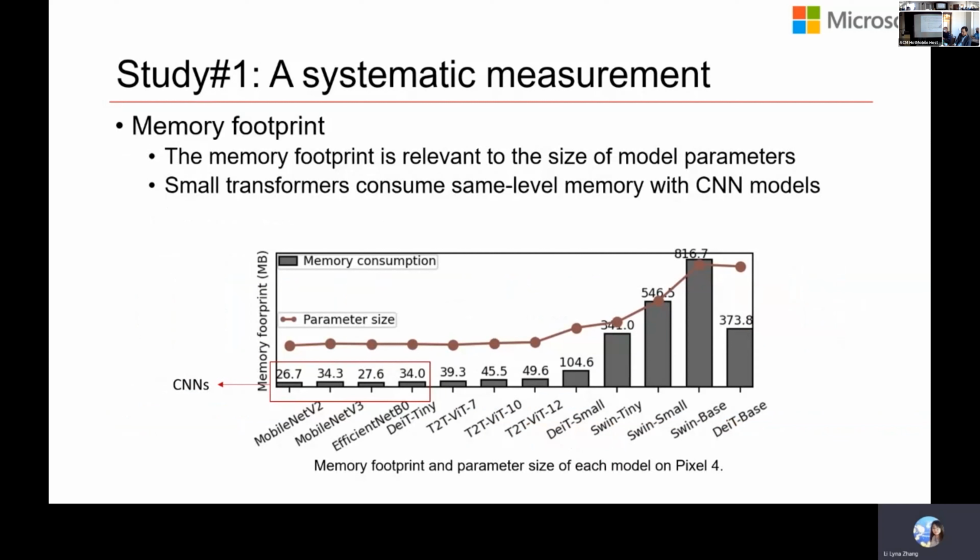We first look at the memory footprint. This figure plots the memory consumption of both CNN models and the vision transformers. We also report the parameter size of each model. We can see that the memory footprint is relevant to the size of model parameters, and the results suggest that small transformers consume the same level of memory as CNN models.